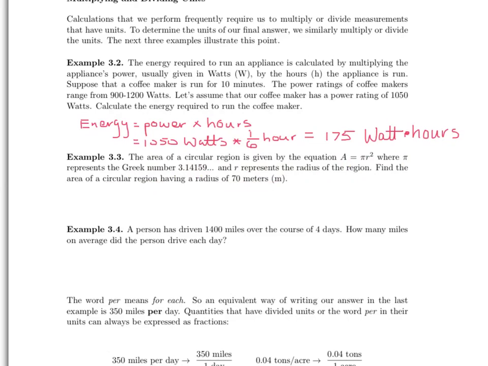Okay, well, if the area of a circle is given by the equation A equals pi times the radius squared, and we want to find the area when the radius is 70 meters, then we need to replace the r, the radius, with 70. So we will have pi times our 70 meters squared.